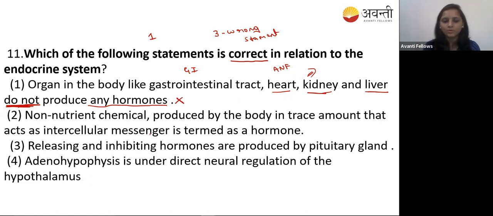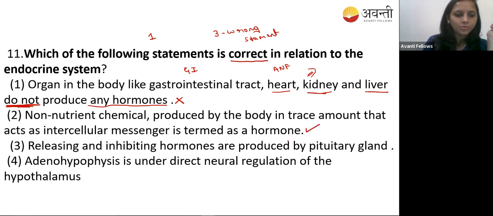Then coming to option 2, hormones are non-nutritive chemicals, not nutritive like protein, produced by the body in trace amounts, that act as intercellular messengers. So it is termed a hormone, right? So that is a correct statement. It is a non-nutritive substance that acts as an intercellular chemical messenger. So that is the correct statement.